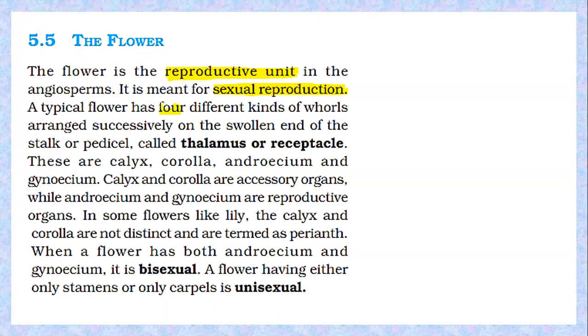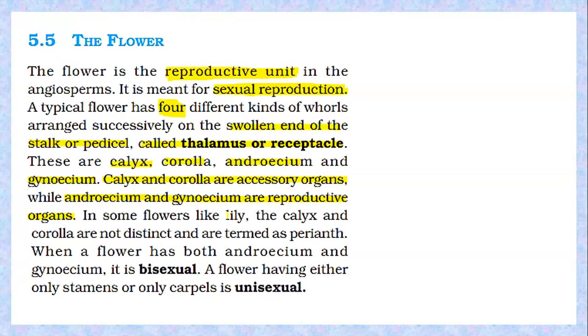So a flower has four different whorls, which are born on the swollen end of the stalk or pedicel, which is called the thalamus or receptacle. They are the calyx, corolla, androecium, and gynoecium. The calyx and corolla are the accessory organs, while androecium and gynoecium are the reproductive organs.